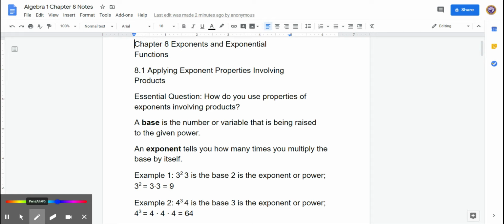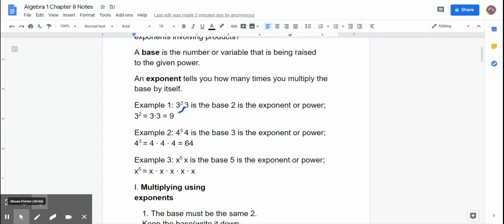So in example 1, it says 3 squared, comma. 3 is the base. 2 is the exponent or the power. So 3 squared, 3 is the base, 2 is the exponent or the power. So the 2 tells you you're going to multiply the base by itself 2 times, which is 3 times 3, which is 9.